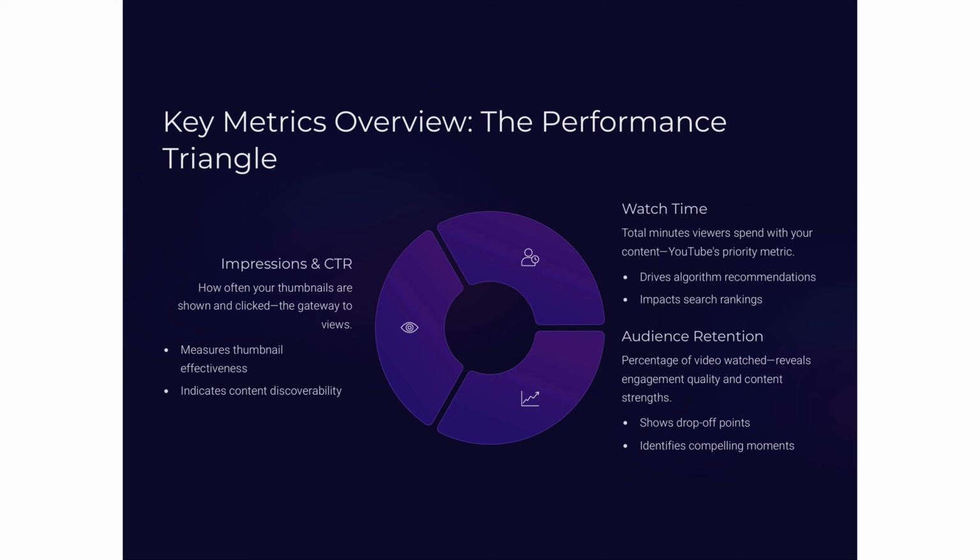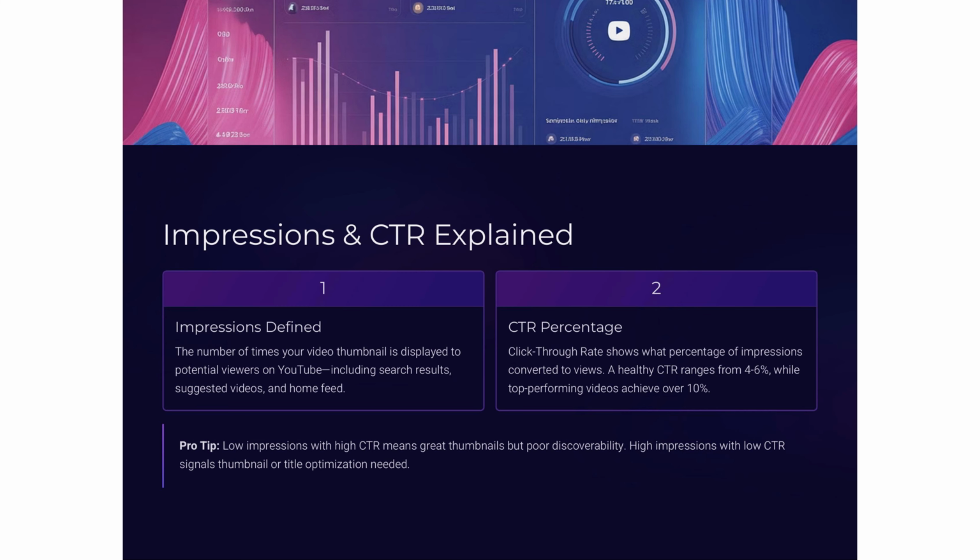Audience retention, the percentage of video watched, reveals engagement quality, showing drop-off points and identifying compelling moments. Impressions represent how often your video thumbnail appears on YouTube, including search results and suggested videos. Click-through rate, CTR, indicates the percentage of impressions that turn into views.